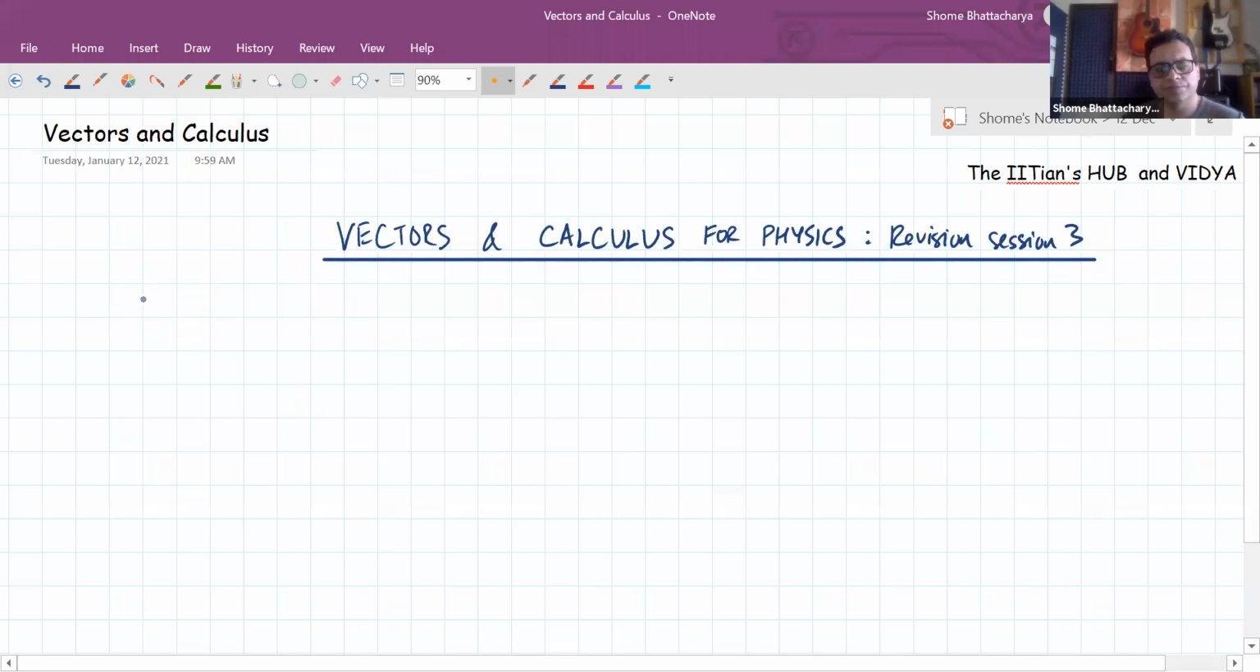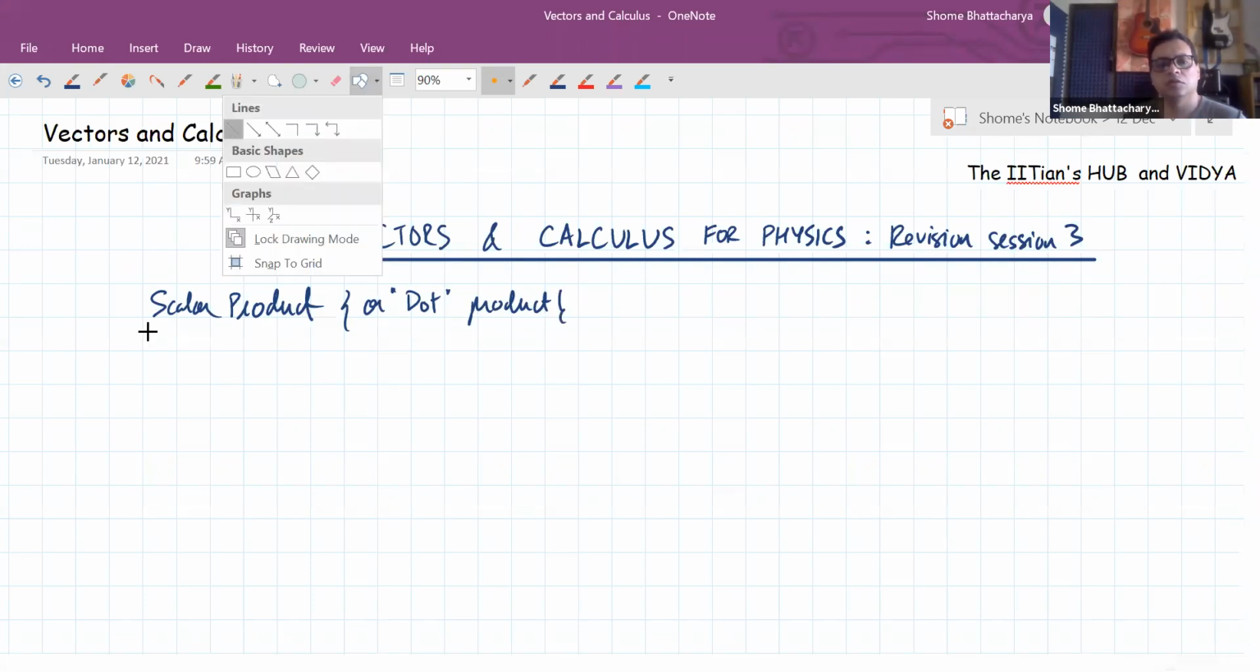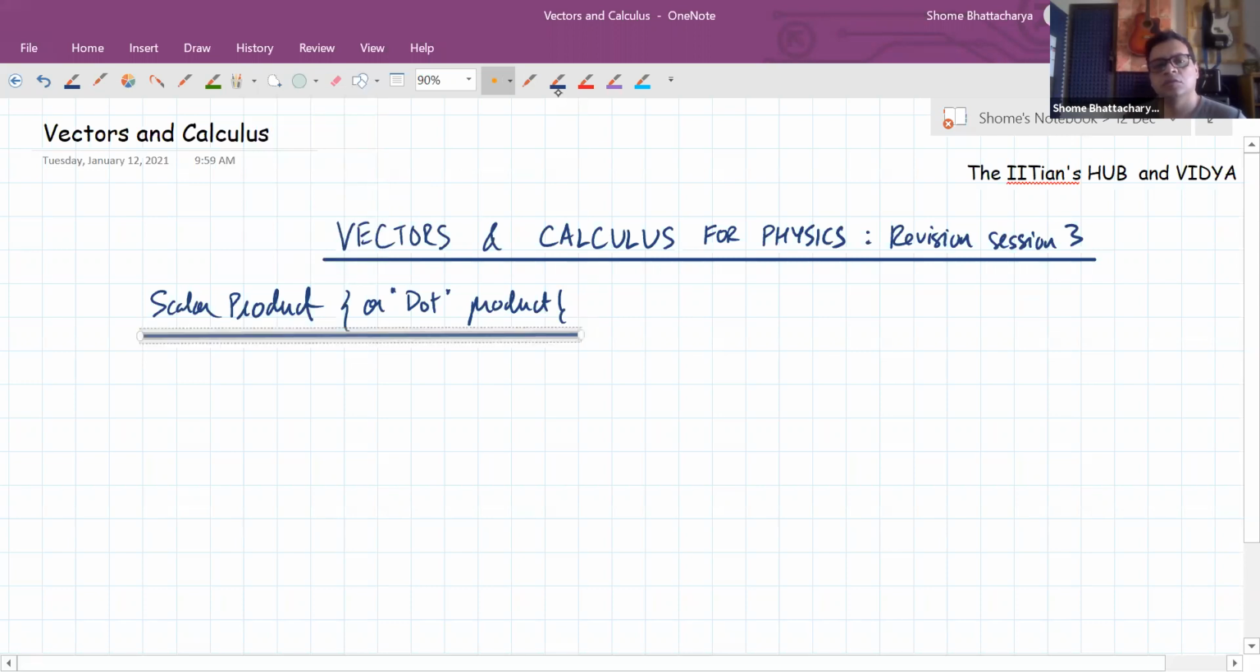So let's start with the scalar product, also known as the dot product concept of two vectors. This is an operation that is applied to two vectors. It operates on two vectors, and this is the symbol for the operation. As you know, this is read as the dot product of vectors A and B.